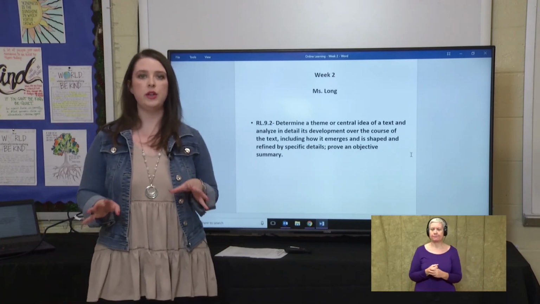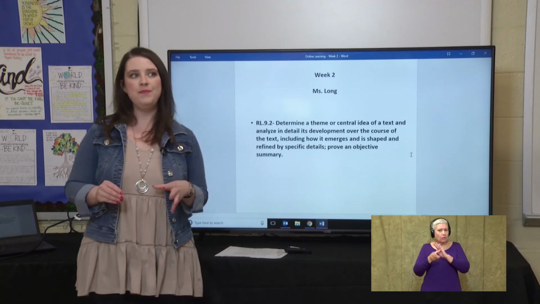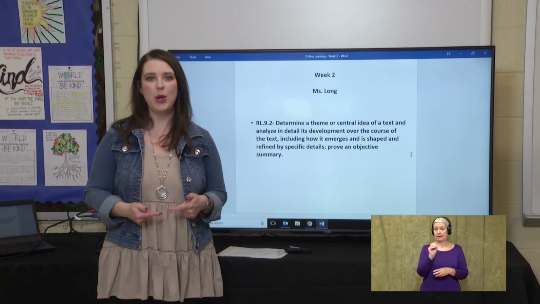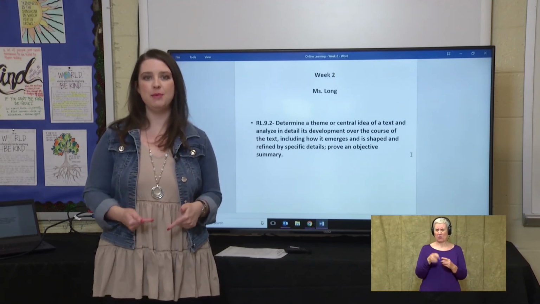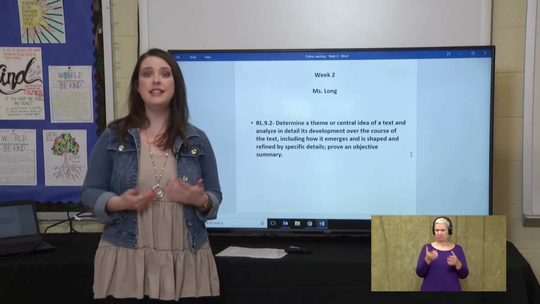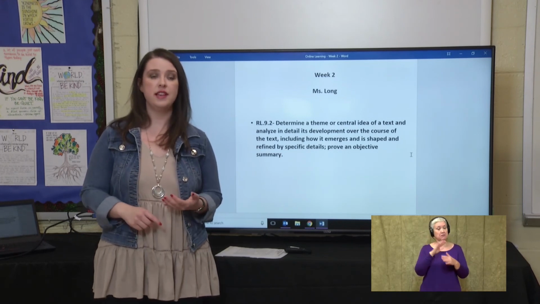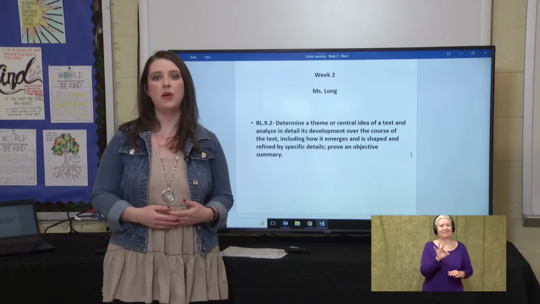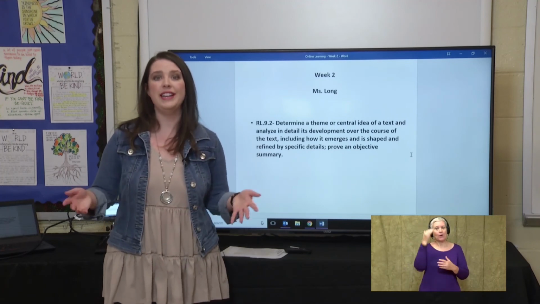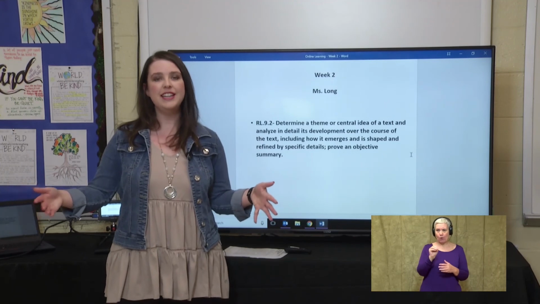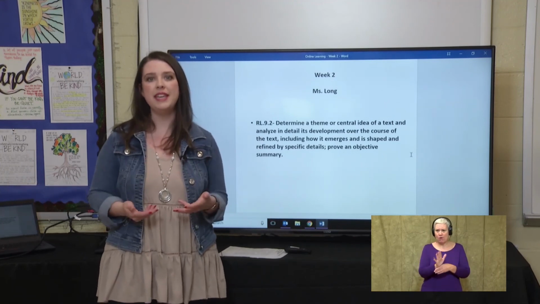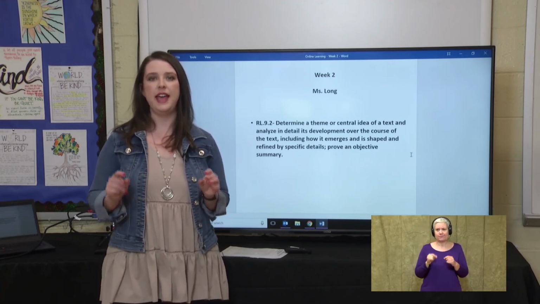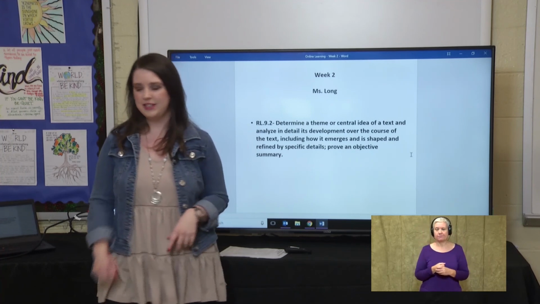I want to do just a quick review. If we look at Finding Nemo, for example, if I were to ask you what the central idea of Finding Nemo is, you would say, well, it's about a fish who gets lost, and his dad goes and he finds him. And that's basically what that text is about. Now, we know, though, that Finding Nemo is a full-length movie, right? So a lot of details go into making that idea come to life. So today we're going to see how that happens in a text.